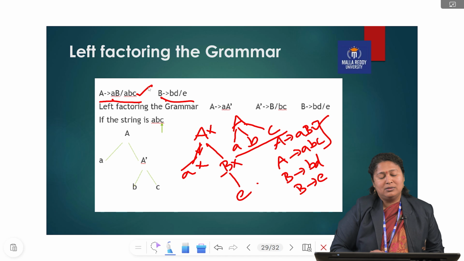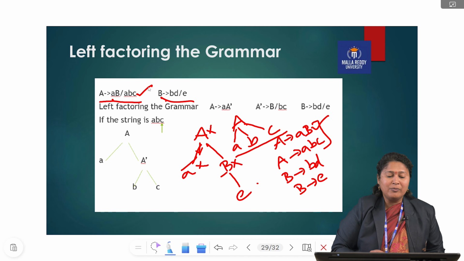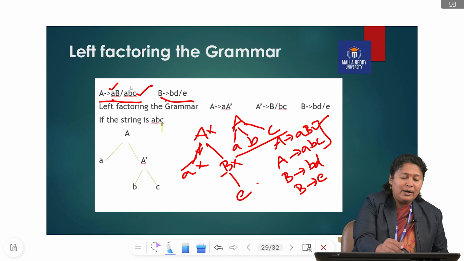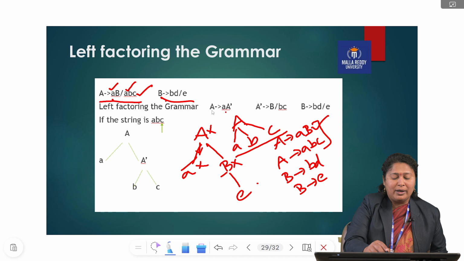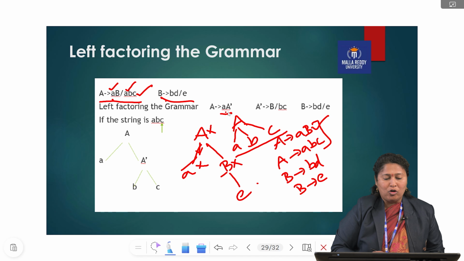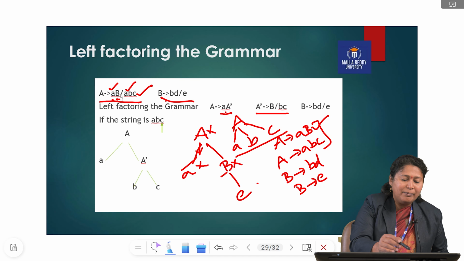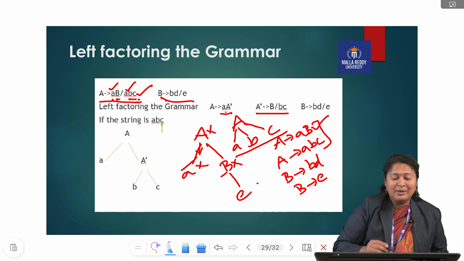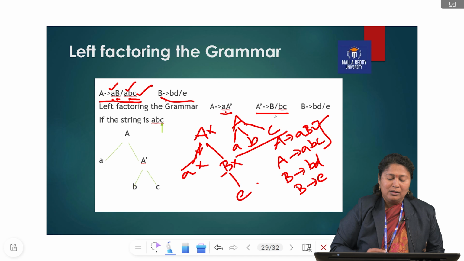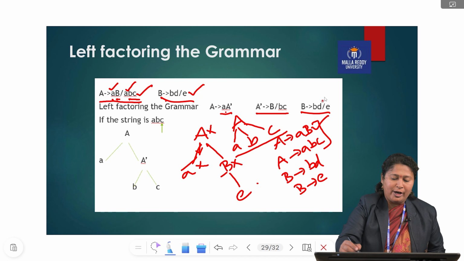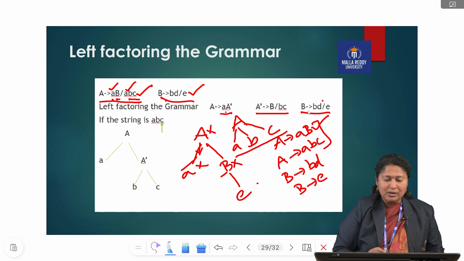Take the productions and find which productions start with the same symbol. Here this is starting with A and this is also starting with A. So take that common: A tends to A A complement. Now A complement tends to what is left after taking A: B, and B C. So take that into A complement. Now the B productions don't have any repetition of the particular terminal, so no need to left factor them, just keep them as they are. In this way, we are left factoring the grammar.